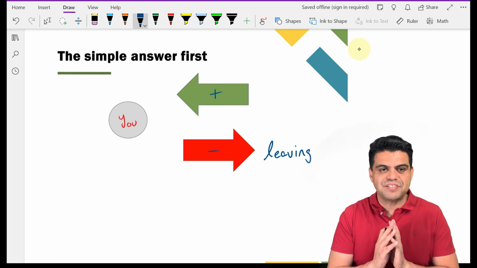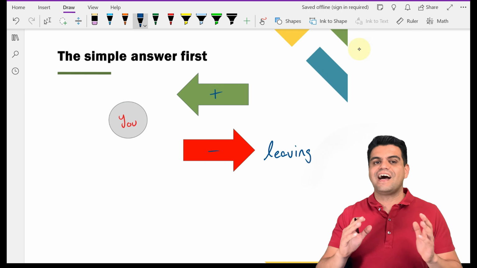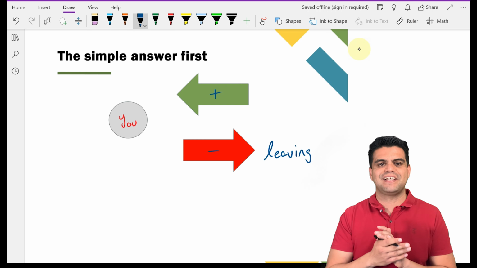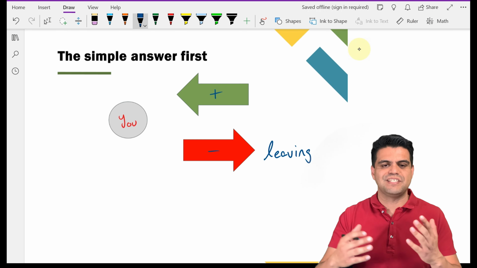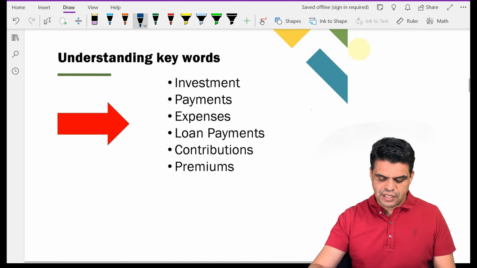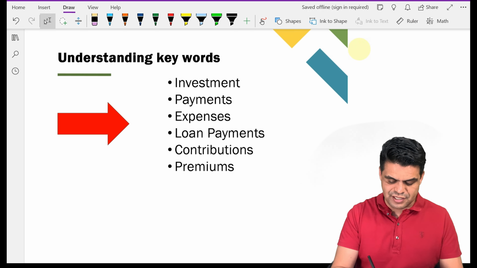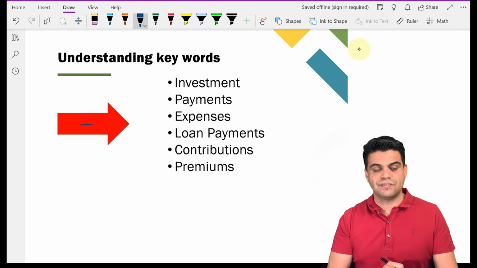So very simple. If you can keep that in mind, actually the video is done, but I have some examples and some vocabulary that I think are going to make that really easy for you to remember going forward. All right, so understanding some key words. So again, this is money that's leaving you. This is a negative, okay?